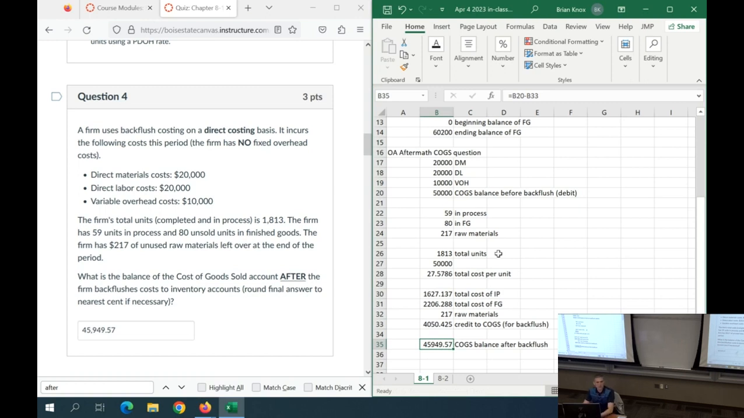Which cells do you want to see again? Yeah, I'm just taking the number of units from the problem times the total cost per unit for the two different categories of unit. Yeah. Just summing those three.